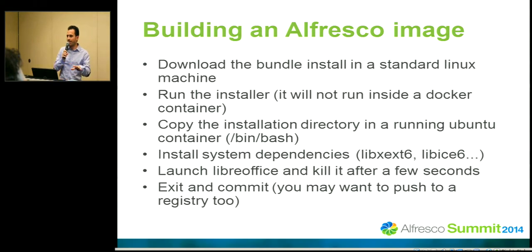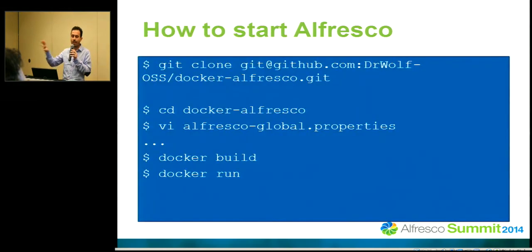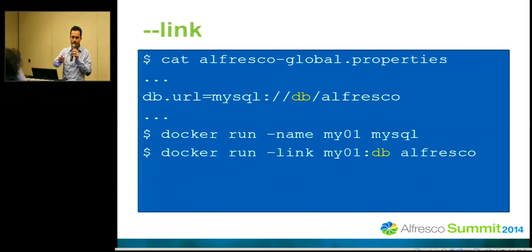This is how you can build a simple Alfresco image. It's not recommended for production use, but you can install in a standard Linux machine. You run the installer, you install in opt Alfresco, etc. You copy the installation directory in a running container, and you commit this. We set up a simple Git. You can clone the repository. You edit your properties, you build, and you have an image with your configurations. You can start it right away.